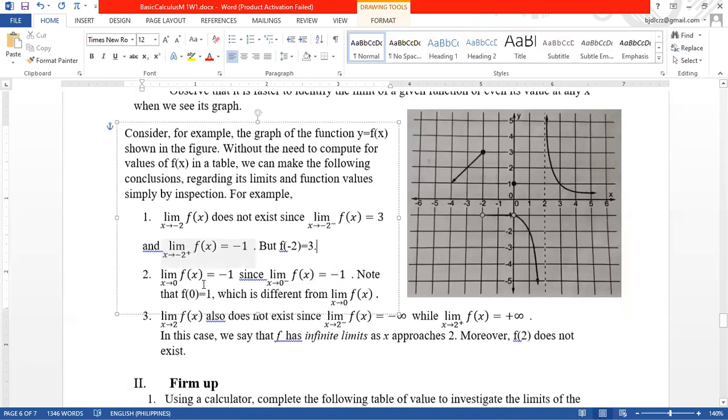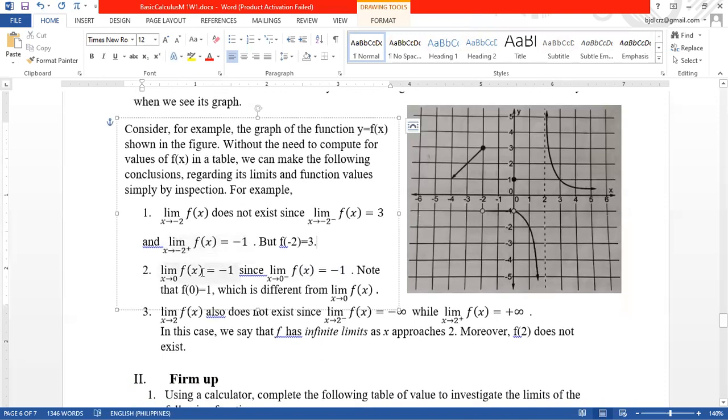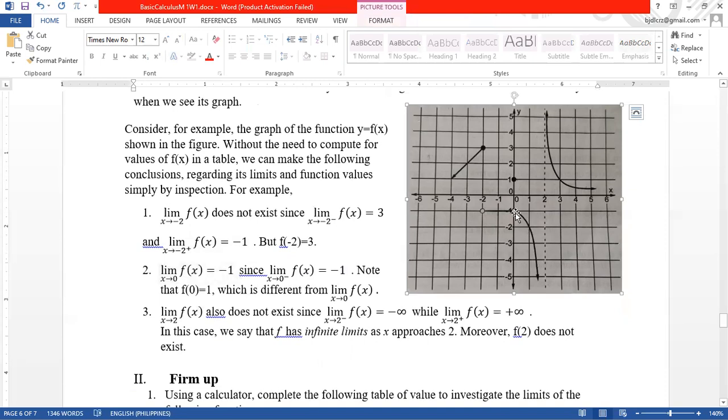Next. The limit of f of x as x approaches 0 daw. As x approaches 0. So asa ang 0, dara 0. As x approaches 0, pagtanaw nato hollow siya, kunya nasa taas ang point. So ato ang y, or ang f of x is 1. Why is it negative 1?